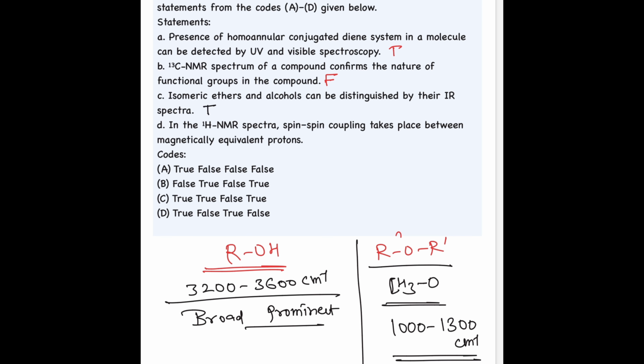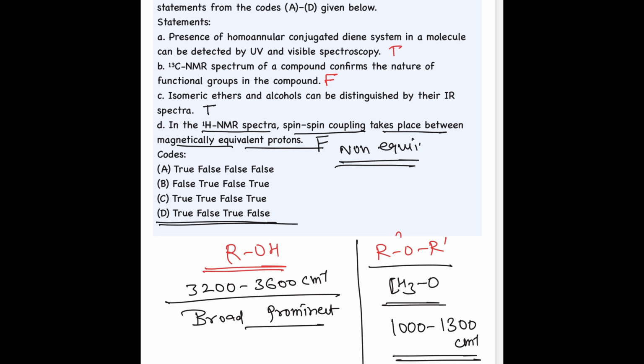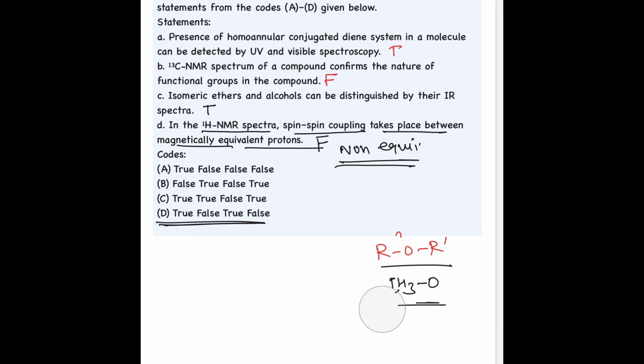That statement is true. In 1H NMR, the spin-spin coupling takes place between magnetically equivalent protons. No, magnetically non-equivalent. So that is a false statement. So which code is matching with this? True, false, true, false, true, false, true, false. That is D. So this kind of question is generally asked recently.